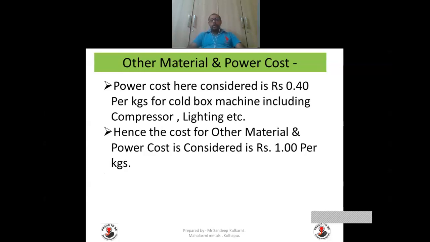Power cost. Here I have considered rupees 0.4 per kg of core weight for the ColdBox machine including compressor and lighting. Hence, the cost of other material and power cost considered is rupees 1 per kg.